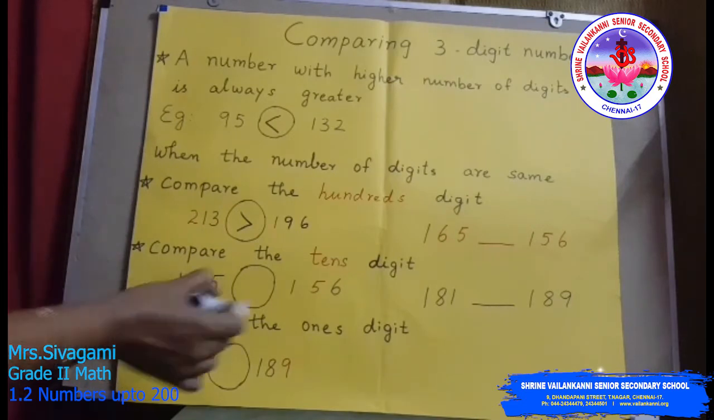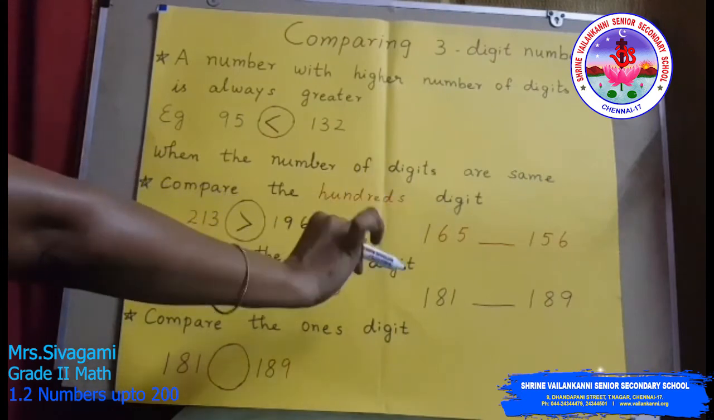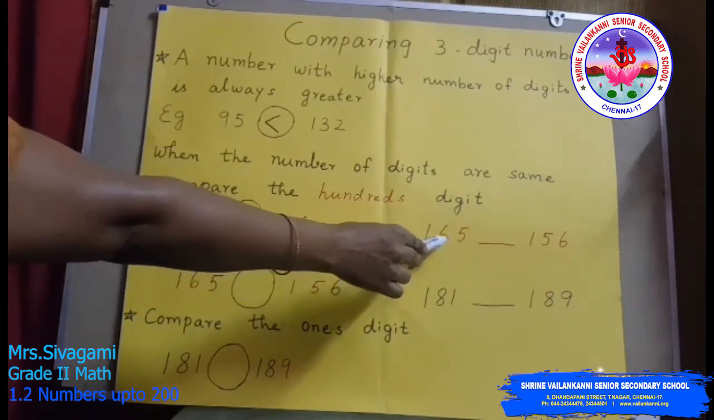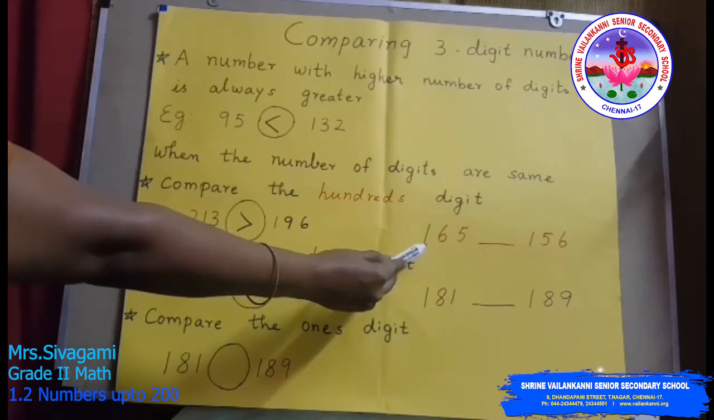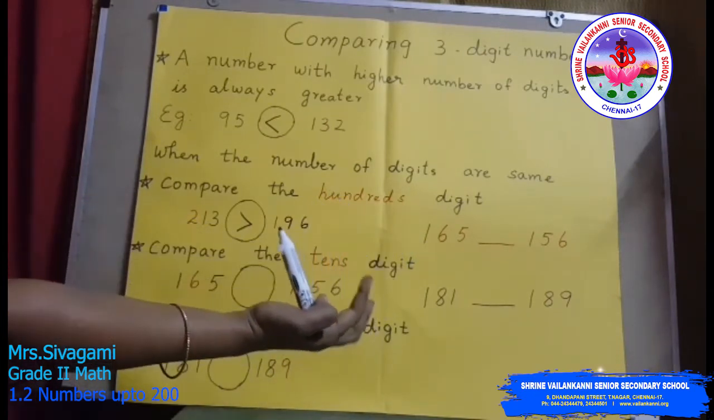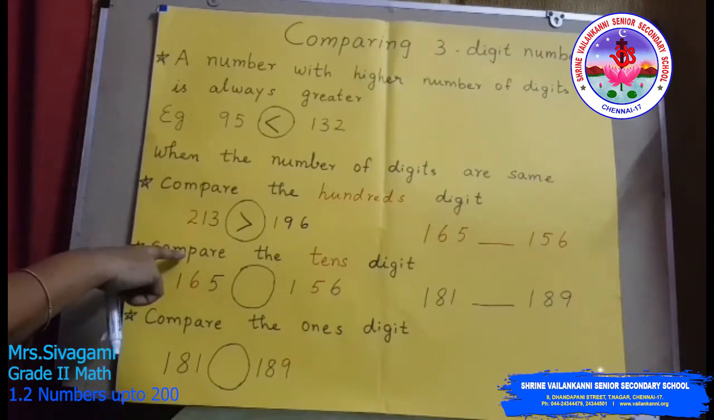In case the hundreds place in both the numbers is the same, we'll take for example 165 and 156. In the hundreds place, both numbers have 1. So, we cannot compare the hundreds place. Next, we have to compare the tens digit.